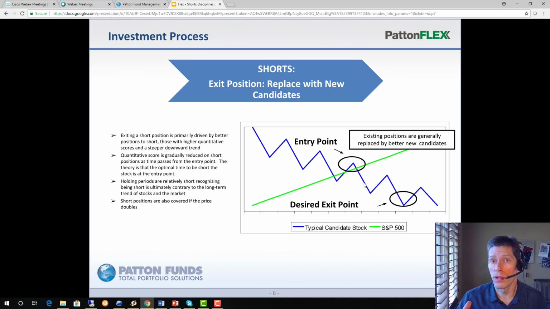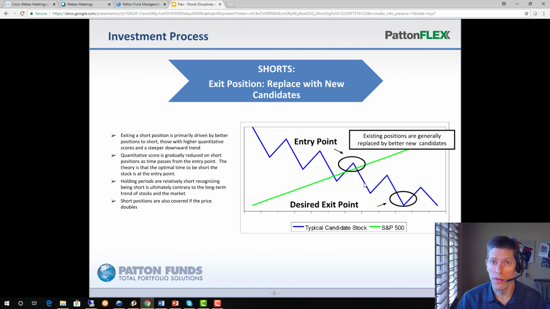And if our system finds a stock with a higher score, then we get rid of one position and bring on another position based upon those scores. So the short exit process is really more of a replacement process, looking for better candidates to replace those that we already have in our portfolio. At least that's a big part of it. So that gives you an idea of how we enter and exit our short positions.